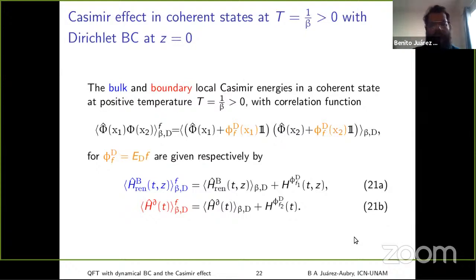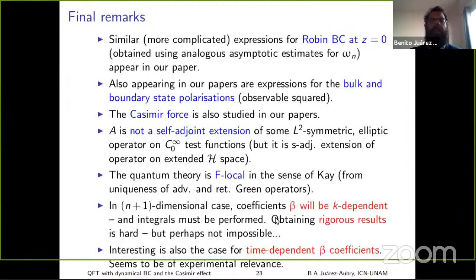Okay. Then you can do likewise for some finite energy coherent states. So you do it similarly, but define the coherent states not with respect to the vacuum, but with respect to a thermal state, and you find again that you have corrections to the energy in a thermal state by the classical energy of the classical solution to which this coherent state is associated, and likewise for the boundary case.